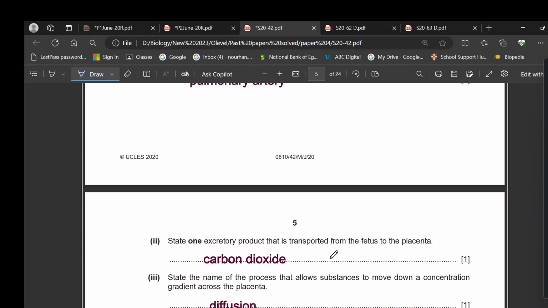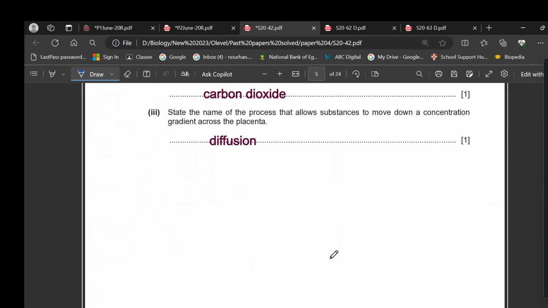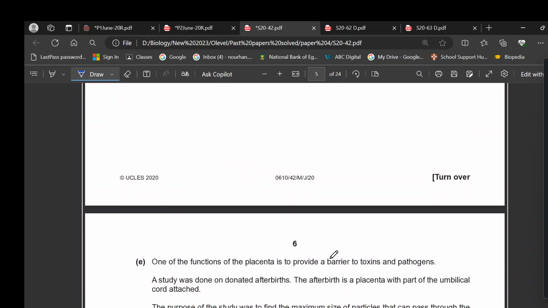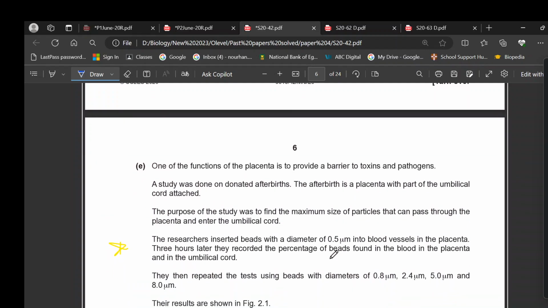Movement of substances down the concentration gradient is, of course, diffusion. One of the functions of the placenta is to provide a barrier to toxins and pathogens.